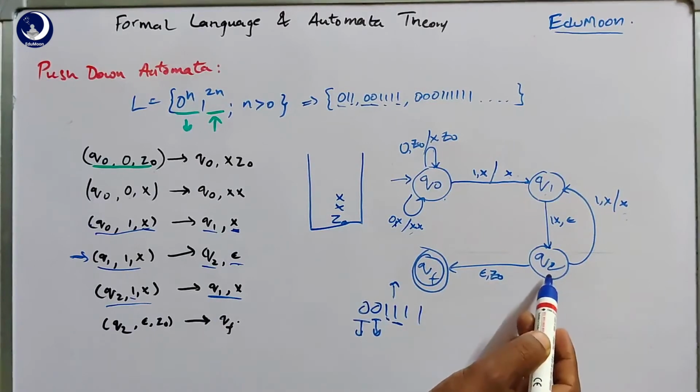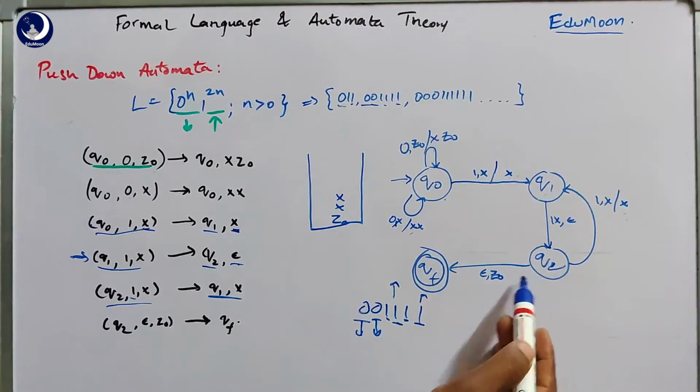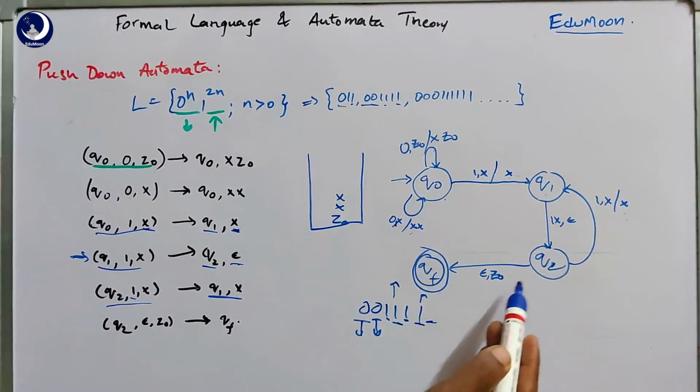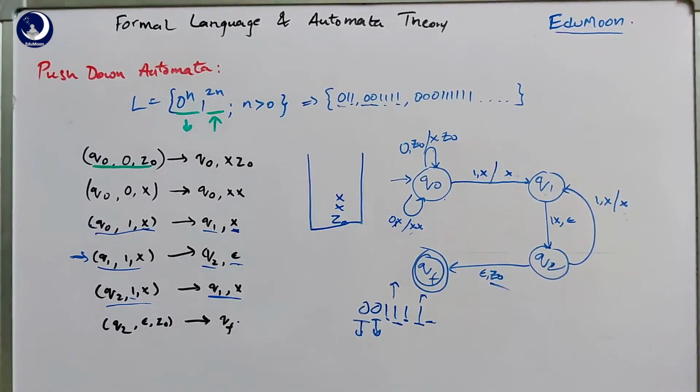go to Q2 state, and in Q2 state we simply consume this one without doing any operation, and we come back to Q1 state. Again in Q1 state we will pop this one and come back to Q2 state. On Q2 state, if the input symbols are completed, it will be accepted if the stack contains Z0. So that is how we do this problem, 0 power n and 1 power 2n.